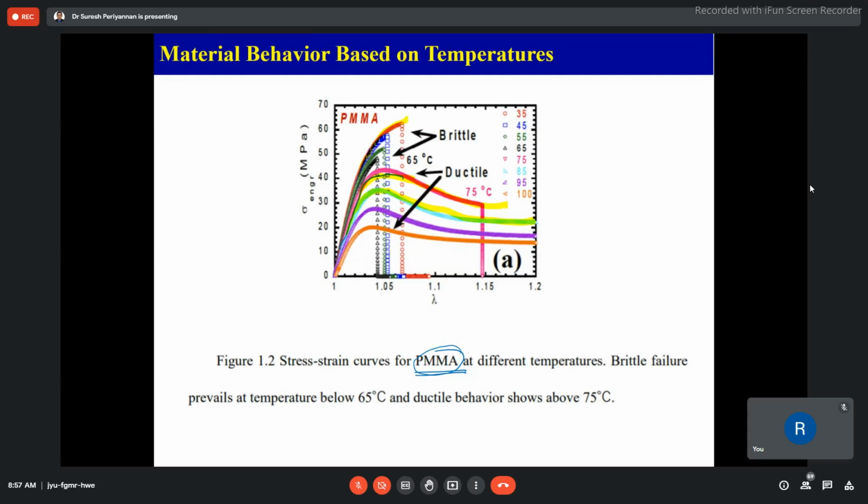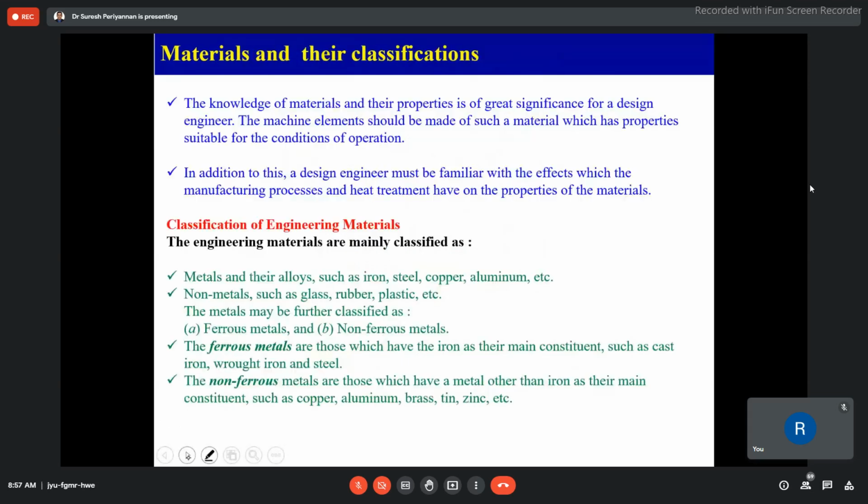This also should be considered while designing the component based on temperature. Okay, that's what this is. Now I come to materials and their classification. Now see here, already we have some idea about what properties we should consider while selecting the material. Example: elastic limit, plastic limit, plasticity, and strain hardening, ultimate tensile strength, yield tensile strength, breaking point, right? And malleability. Those are the things in our mind to select the appropriate material.